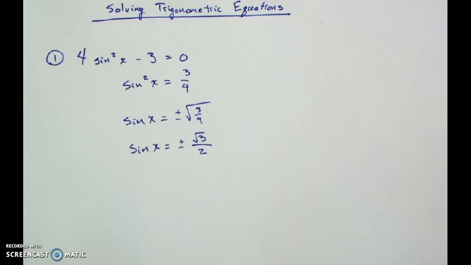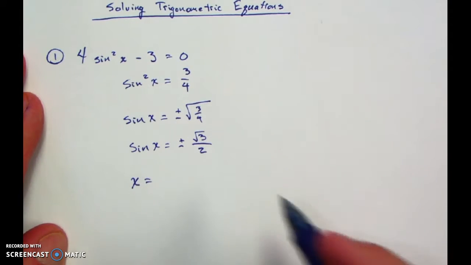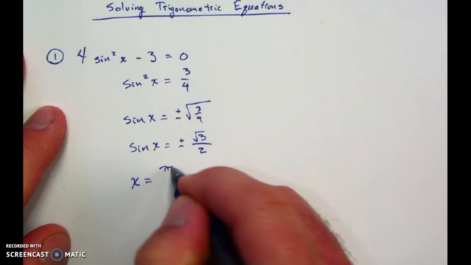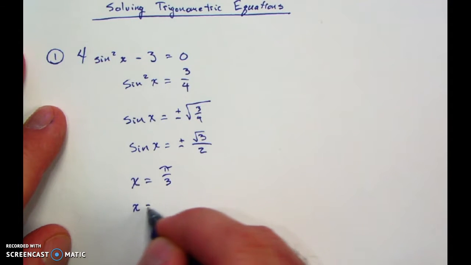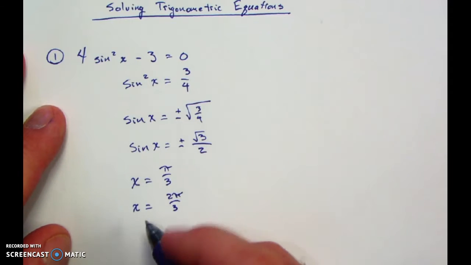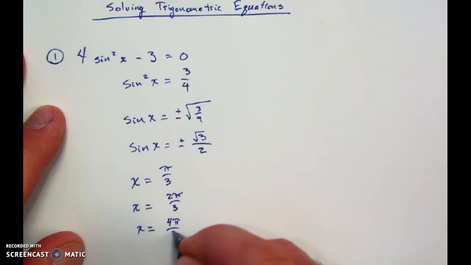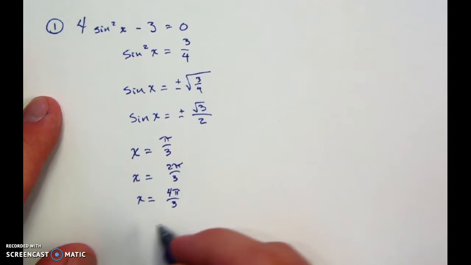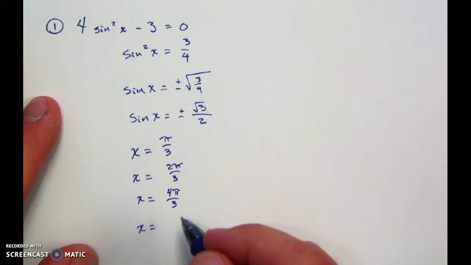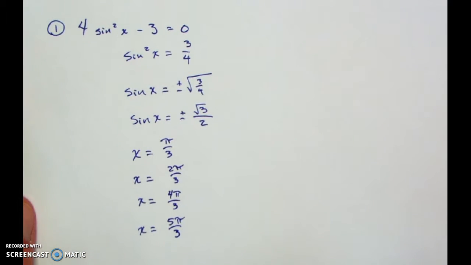So we have 4 places around the unit circle, 4 angles that we have found. We have pi over 3, could also have 2 pi over 3. We can also have 4 pi over 3. And we could also have our angle for x be 5 pi over 3. Now that's just for taking one lap.